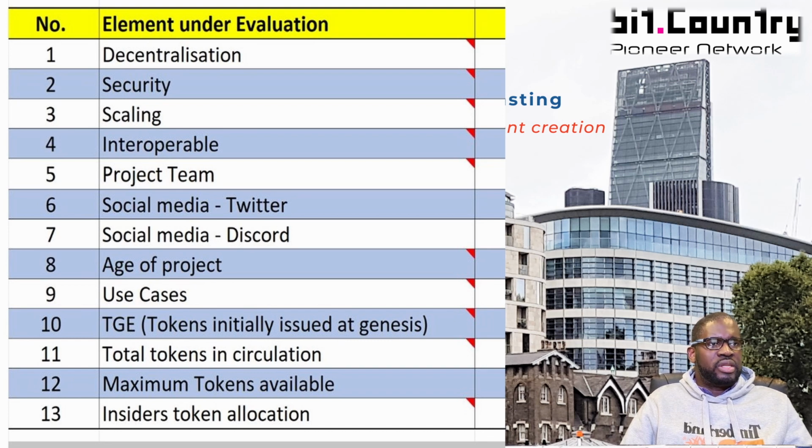Then we go on to social media presence via Twitter as well as via Discord. How old is the project when we consider the age of the project? We then look at the use cases, where we consider the token utility or coin utility. This is the token that powers the network or the blockchain, as well as infrastructure use cases. Does the infrastructure offered by the project team, or the products, have any real world use cases? We consider that as well. Then we look at tokens issued at project launch as well as tokens in circulation at the point at which we are doing this video. We then move on to maximum tokens available before we finally end with insider token allocation, which we touched on briefly. So here are the scores we allocated to Bit.Country and its NEAR token.